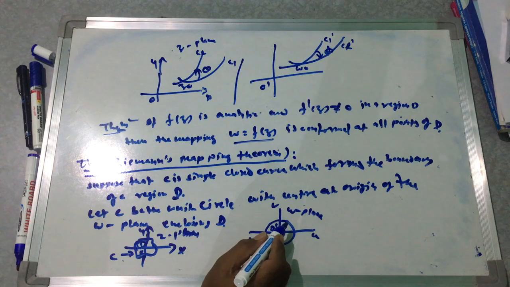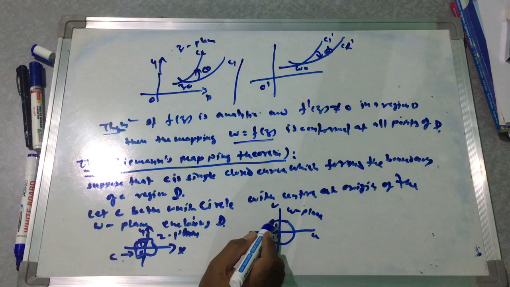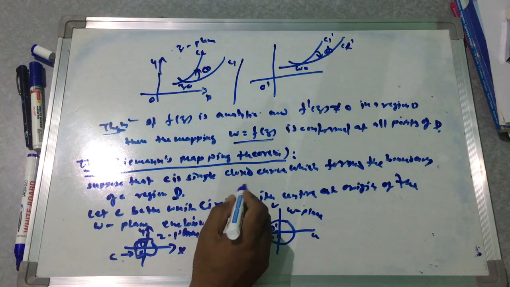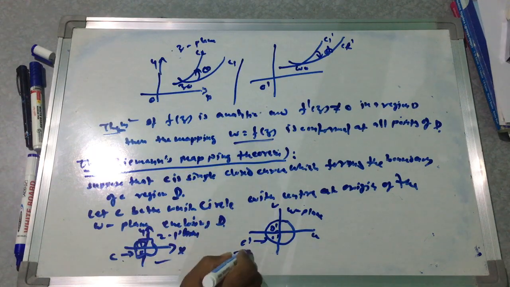The Riemann mapping theorem says that there exists an analytic, one-to-one and onto mapping W equals f of z, which maps each point of D into a corresponding point of D dash, and each point of C into a corresponding point of C dash, in this manner.